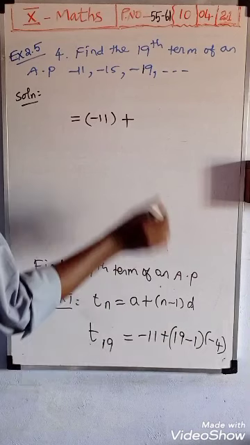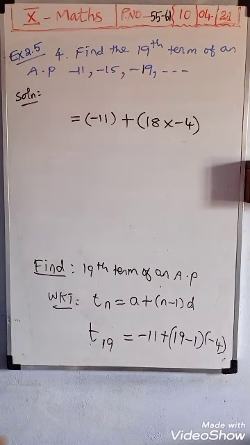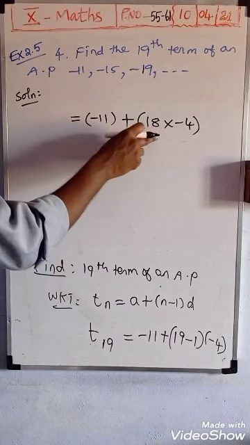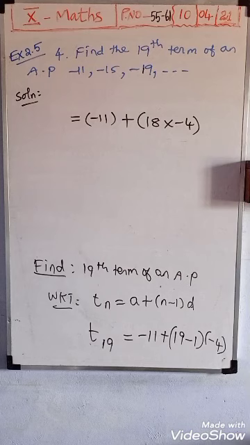18 you should multiply with the minus 4. First you should subtract, then you should multiply with the minus 4. After that only you add with the minus 11. Directly, first you should not add these two. It is wrong. First multiply these two, then add with the minus 11, then only you will get the correct answer.